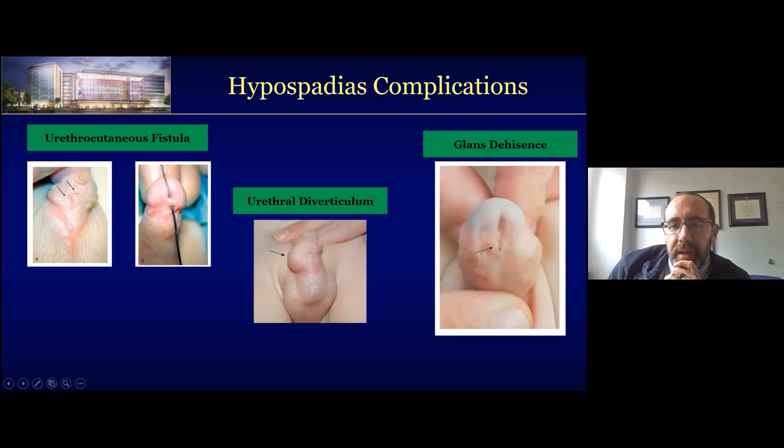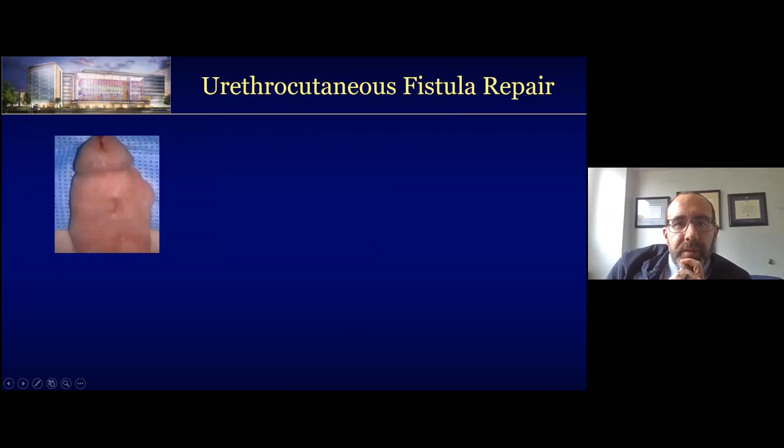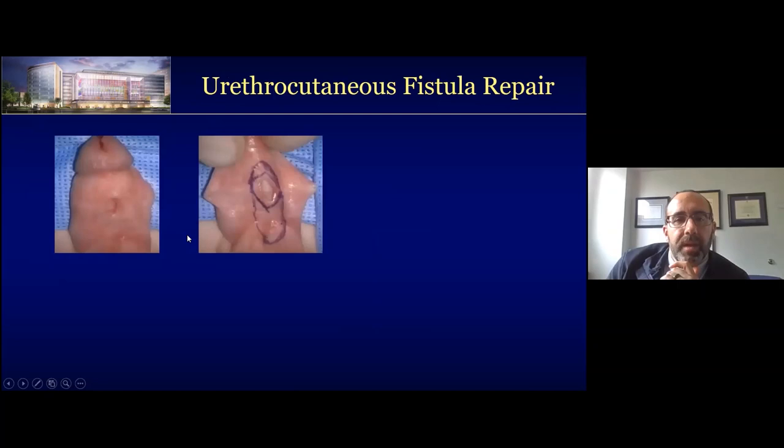So, urethrocutaneous fistula repair. What you see here is the patient in the operating room, and there is a fistula opening here down to the mucosal collar. Obviously that's not supposed to be there. You have some holding sutures that are keeping that open.